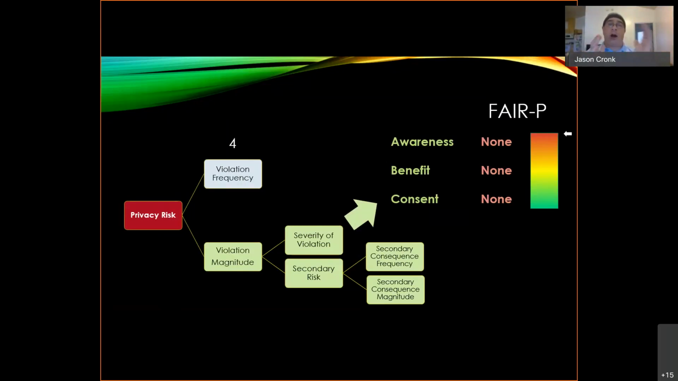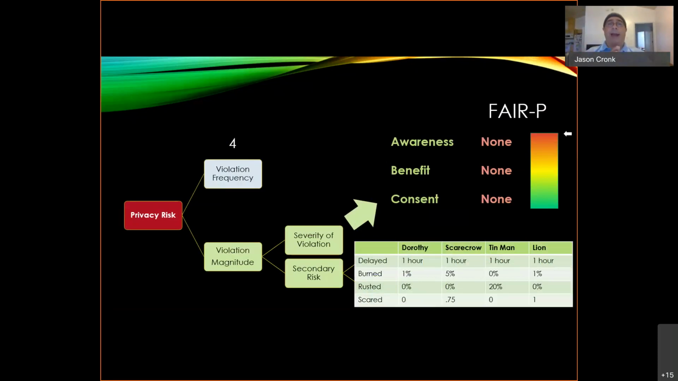Or you could use an unbounded scale that starts at 0 and goes up under the potential recognition that something could always be worse. There's always some worse privacy harm than what you've offered here, whatever that may be. But for our purposes, we will just consider it a quote unquote maximum privacy harm, or at least the severity of this surveillance. So now let's look at secondary risk.